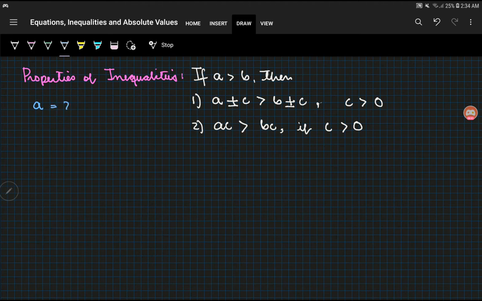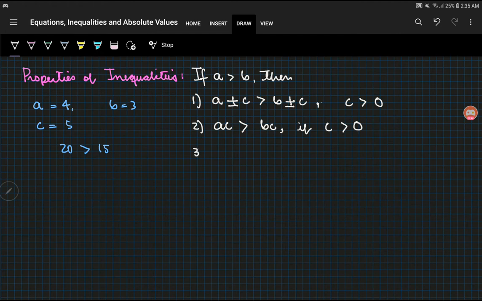let's say we have A equals 4, B equals 3. We introduce C equals 5. Of course, 4 is greater than 3. If we multiply 5 with A and B, A multiplied by C is 20, B multiplied by C is 15. So 20 is greater than 15. That's why we say that if the constant is greater than 0, the multiplication of both sides of the inequality by that constant does not change the inequality sign.